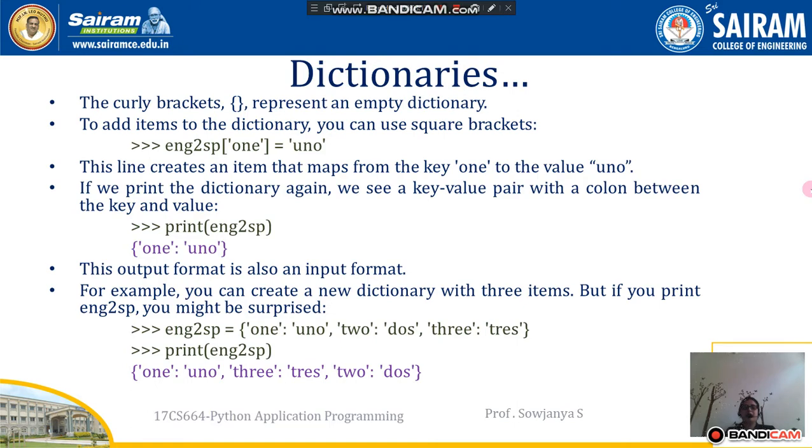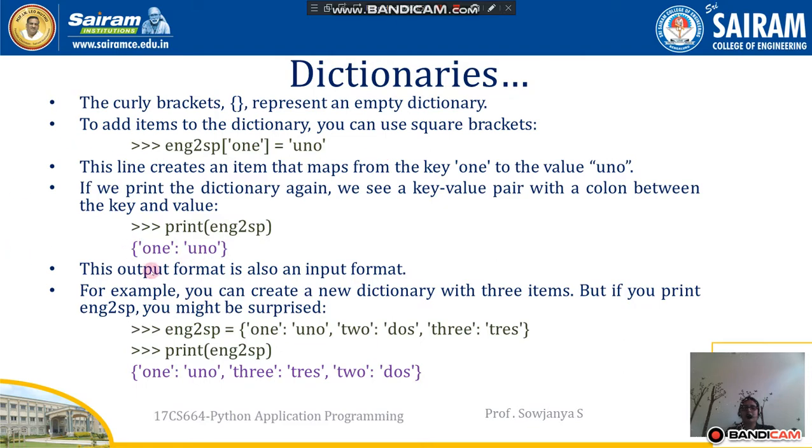Okay, so that is in general the simple meaning of the dictionary. In the previous example I showed curly brackets, which represent an empty dictionary. Suppose you want to add items to the dictionary, how can we do it? We can use square brackets to add items to the dictionary. For example, see here, eng_to_sp, and within the square brackets I have 1, which is an English word. I will be converting it to the Spanish word, which is UNO, and you want to print the same now. What does this do? This line creates an item that maps from the key 1 to the value UNO, that is, English to Spanish. If we print the dictionary again, we can see a key-value pair with a colon between the key and the value.